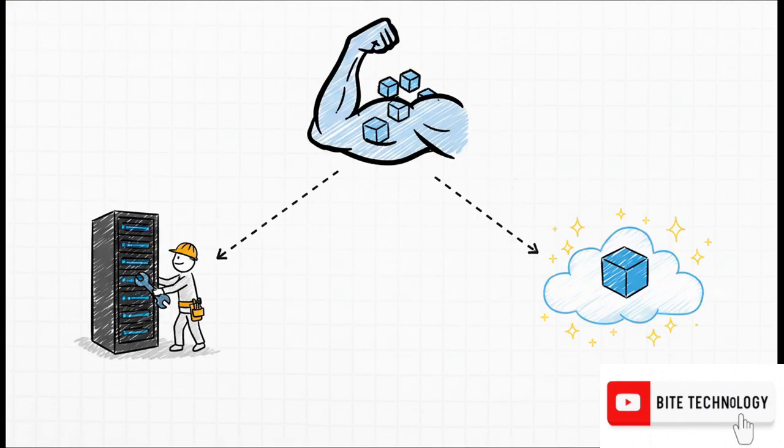And next, we have the muscle, the worker nodes. This is where your application containers, your pods, actually live and breathe. And here, AWS gives you choices. You can go the old school route with EC2 instances, which gives you total control, or you can go serverless with AWS Fargate and forget about servers altogether.